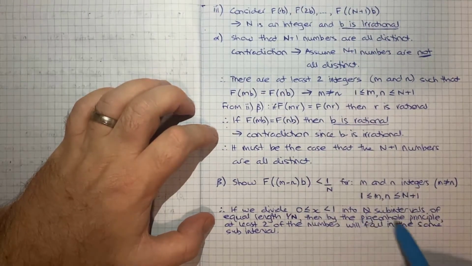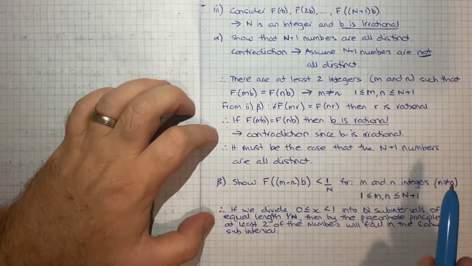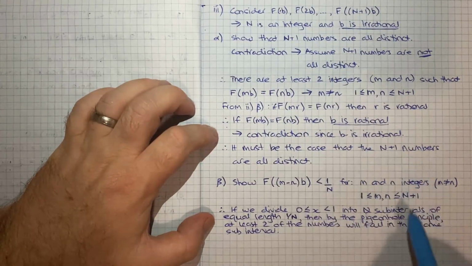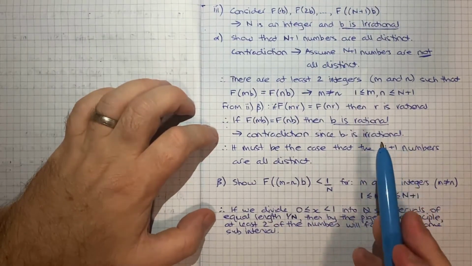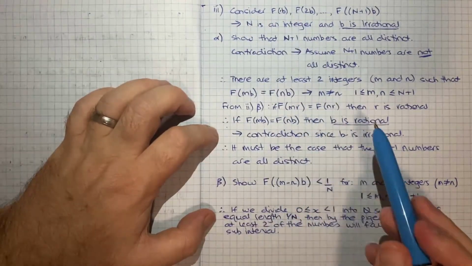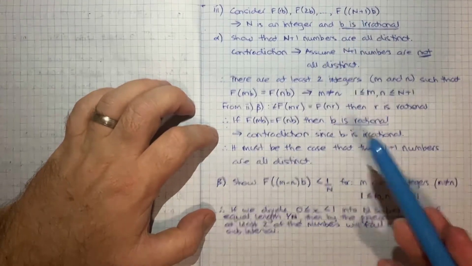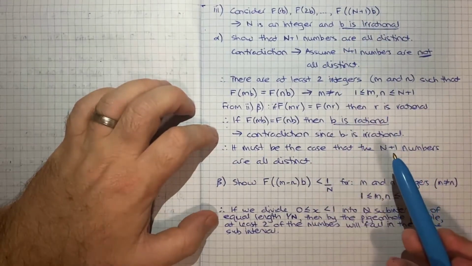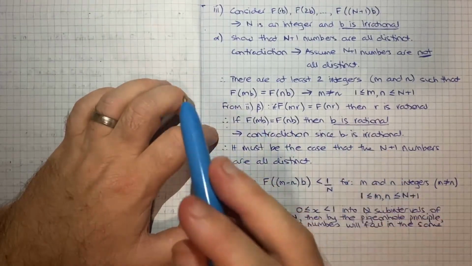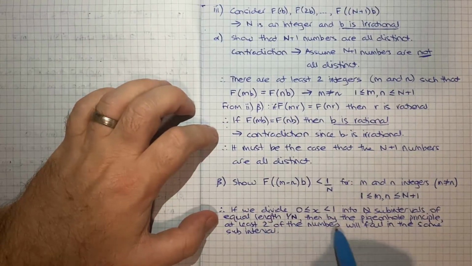So by the pigeonhole principle, if you visualize a whole bunch of pigeonholes, and each of these numbers has to fit into a pigeonhole, well, they're all distinct numbers. So you can put fb into one pigeonhole, f2b into another, and so on. But eventually, because you've got n plus 1 numbers to place, you're going to run out of pigeonholes. And there's going to be at least one of these numbers that has to go into a pigeonhole that's already full. So that's what we mean when we say at least 2 of the numbers are going to fall in the same subinterval.